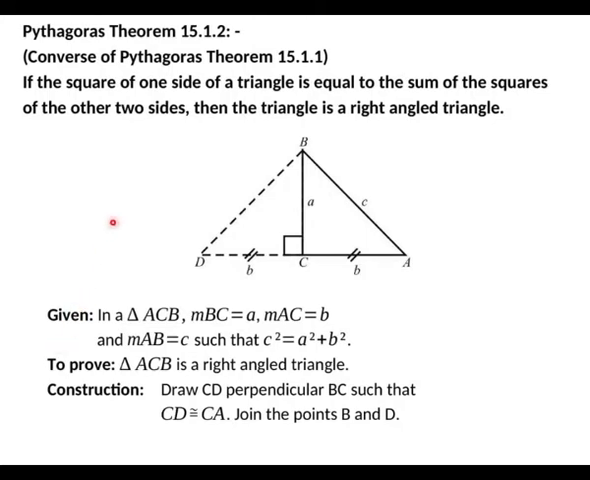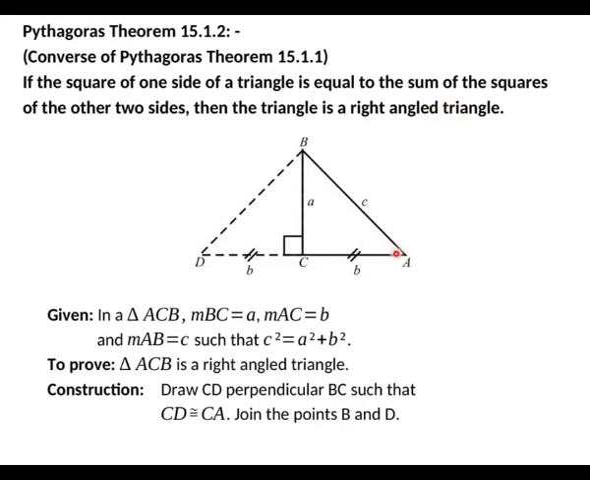In our previous video we did theorem 15.1.1 and right now we are going to study 15.1.2, which is actually the converse of Pythagoras theorem 15.1.1. Let's study what the statement is saying. The statement is, if the square of one side of a triangle is equal to the sum of the squares of the other two sides, then the triangle is a right angle triangle.